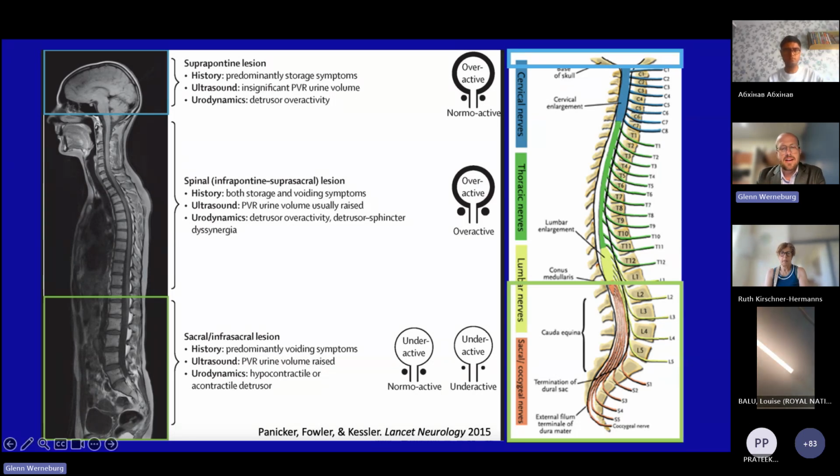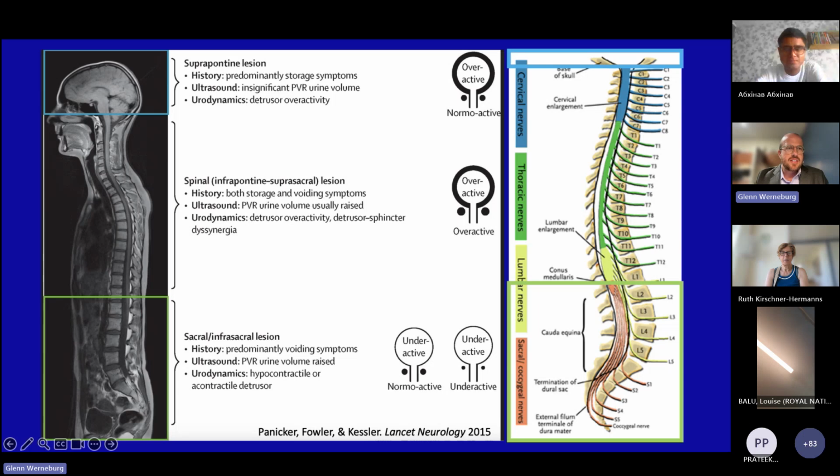You heard from Dr. Paniker a couple of weeks ago. This is a paper from him and Dr. Feller, Dr. Kessler, a very seminal paper in the field, and it's been cited probably almost 600 times. I've seen this image more frequently than any other image in neuro-urology, but it's a great image, and I'll walk you through it because it illustrates so many important points.